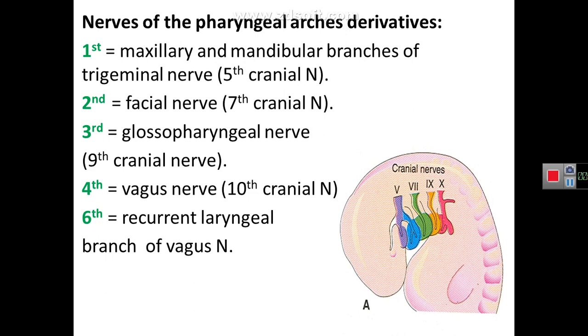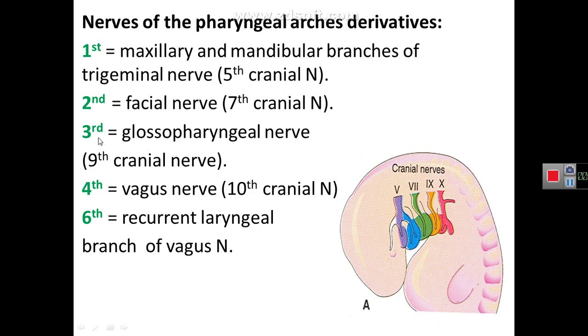The structures derived from the pharyngeal arches are supplied by the nerve specific for that arch. So all the structures derived from the mesoderm of the first pharyngeal arch are supplied by the trigeminal nerve, which is the fifth cranial nerve. This trigeminal nerve gives branches, which are maxillary and mandibular branches. These maxillary and mandibular branches supply all structures derived from the first pharyngeal arch, while structures derived from the second pharyngeal arch are supplied by the facial nerve, which is the seventh cranial nerve.